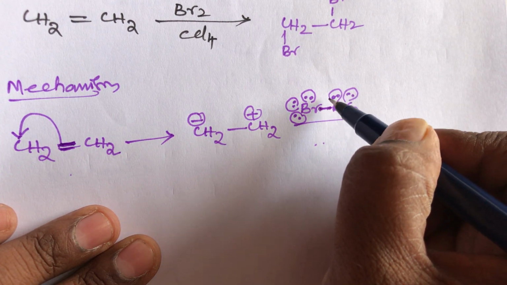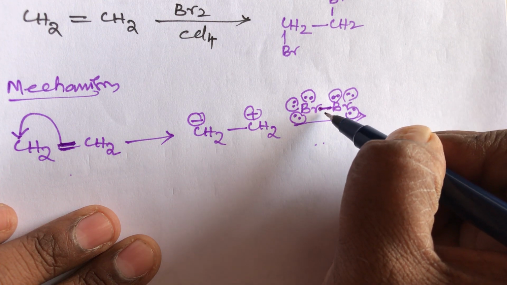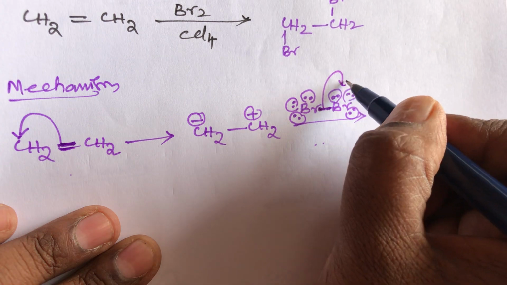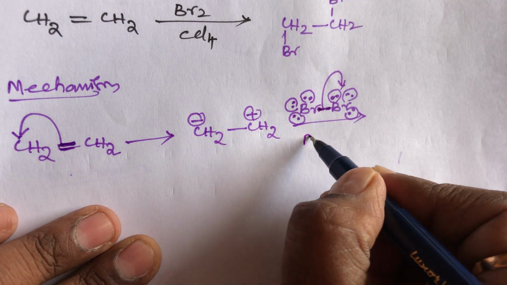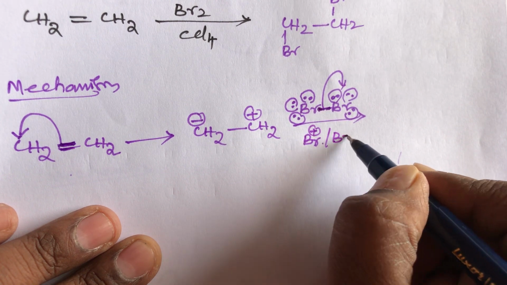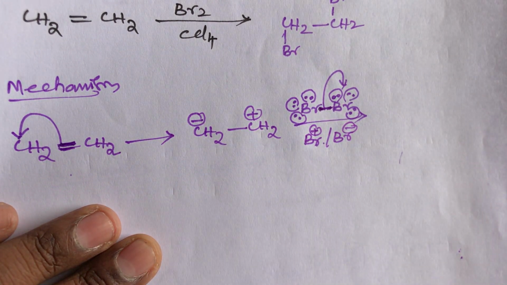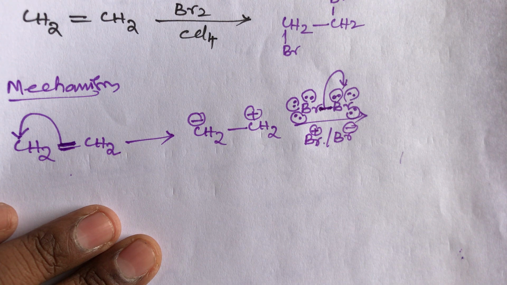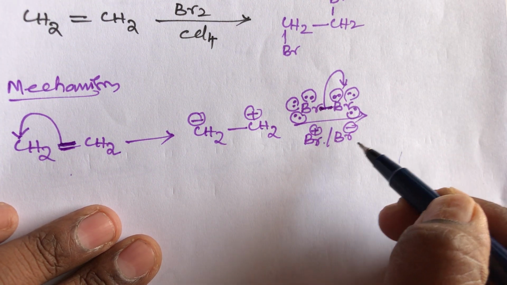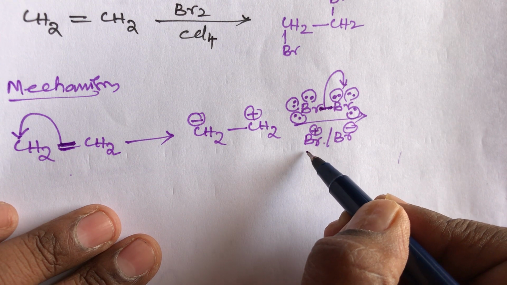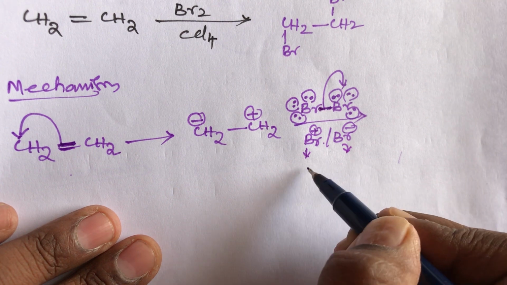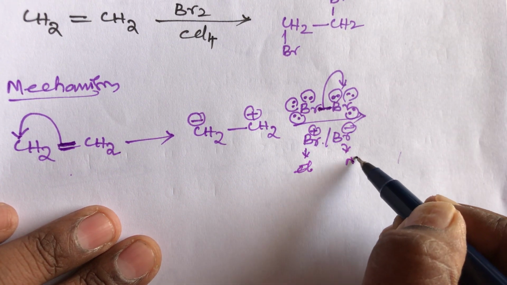This bond between the two bromines breaks, shifting towards the right side. We get one bromine with a positive charge and another bromine with a negative charge. The positive species is called the bromonium ion, and Br minus is called the bromide ion. The bromonium ion is the electrophile, and the bromide ion is the nucleophile.